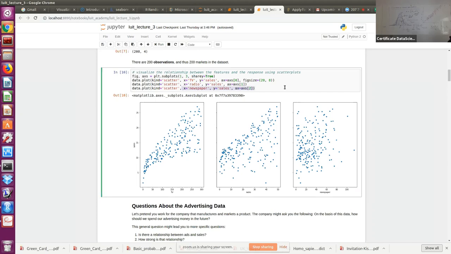Newspaper. Let's look at the newspaper. That's this one. Newspaper is all over the place. See, even if you have spent 80, still some are not very high. And even if you did not spend much on newspaper, say 0 to 20, still you get all kinds of sales. That looks like newspaper does not have much importance. So you and I are now going to believe for now that TV has the most impact, radio has the least impact, and newspaper has maybe a little bit lesser impact.